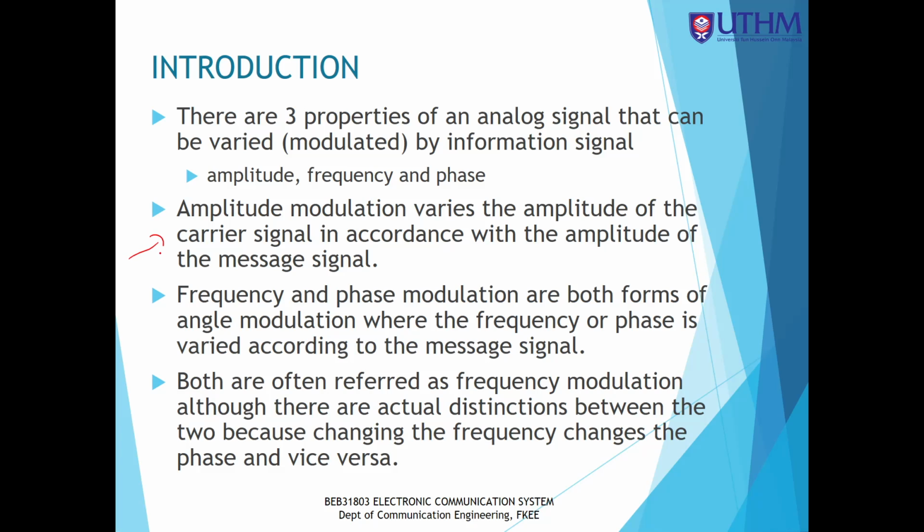Amplitude modulation is the process of changing the amplitude of the carrier in accordance with the amplitude variation of the input signal. Frequency modulation is the process of changing the frequency of the carrier in accordance with the amplitude variation of the input signal. Sama juga dengan phase modulation, changing the phase of the carrier in accordance with the amplitude variation of the input signal. Itu dia punya simple definition.